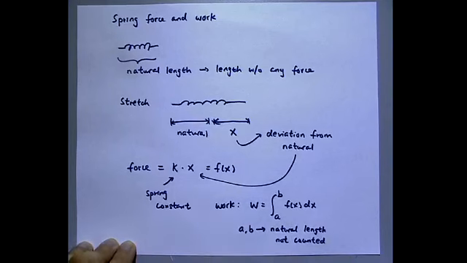The spring constant is a material property, or age, for example. A very high k means a very stiff spring. A low k means a soft spring. Question? We'll do an example right now, and you'll see how it works.